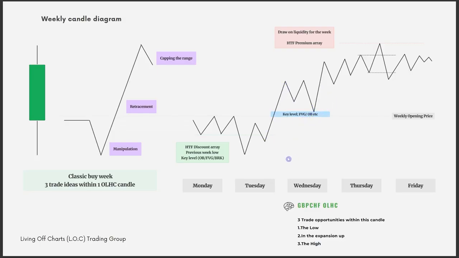This tends to happen on either Tuesday, Wednesday, or Thursday in this classic buy week candle, right? And then at the end of the week, it's more likely to be a capping the range, or a retracement back lower to return back into the weekly range.